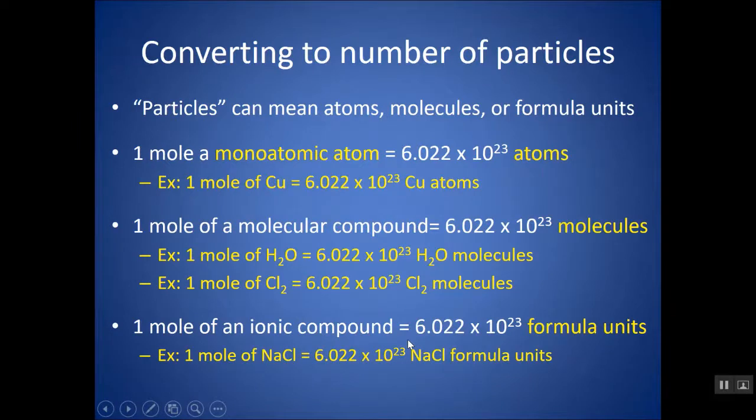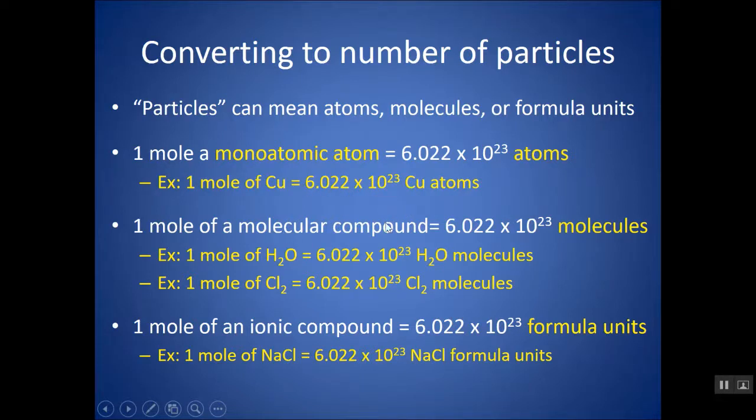Now, you might say, okay, when do I use molecules? When do I use the word atom? What does particle really mean? If I'm talking about a monatomic element, mono meaning one, atomic, atom, so elements that are not diatomic, something like carbon, something like copper, something that is not one of my Hofbrinckls, then 1 mole is equivalent to 6.022 times 10 to the 23rd atoms. So like 1 mole of copper, there's 6.022 times 10 to the 23rd copper atoms in that mole.